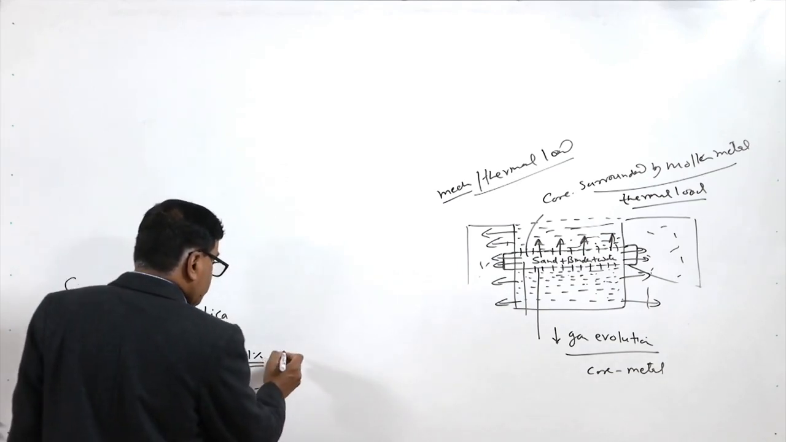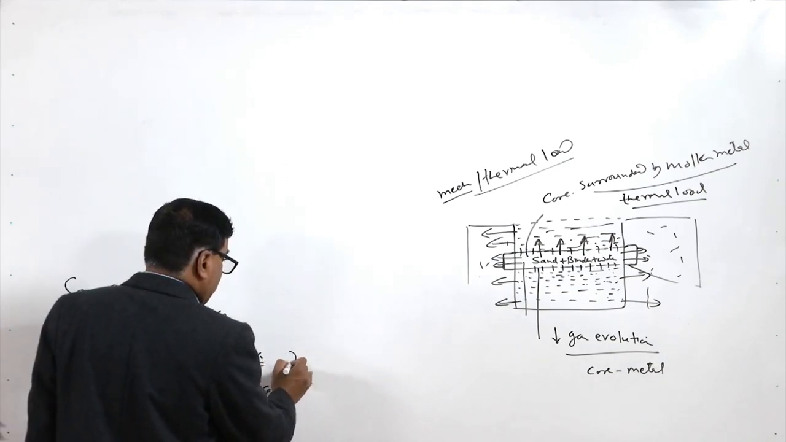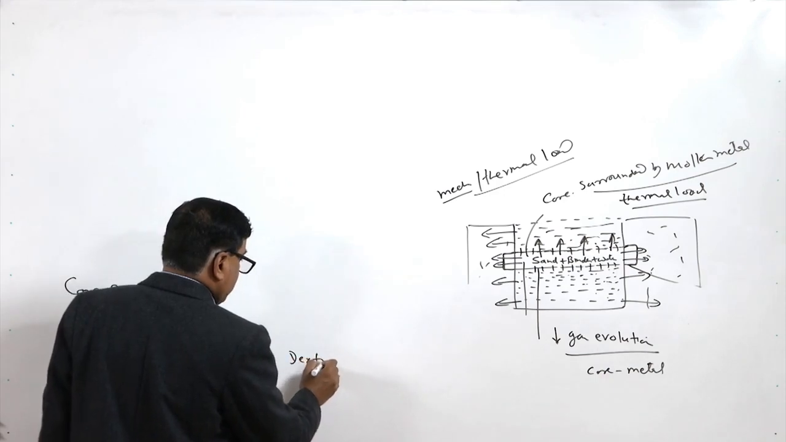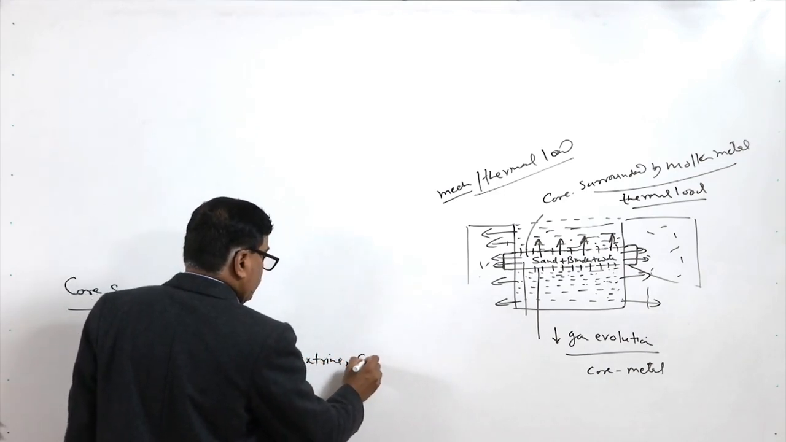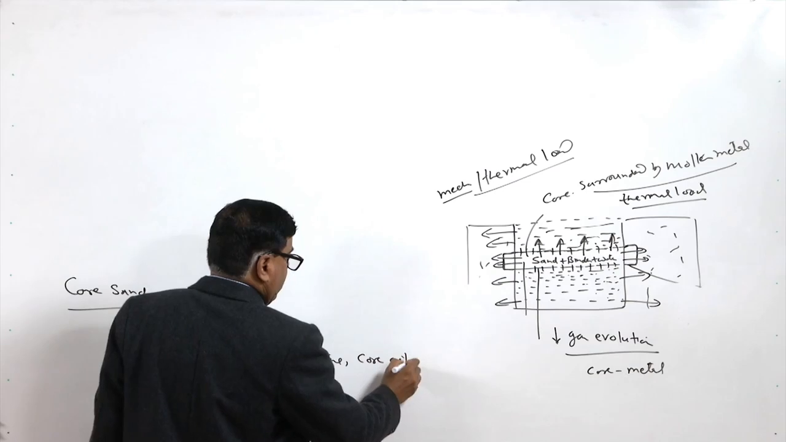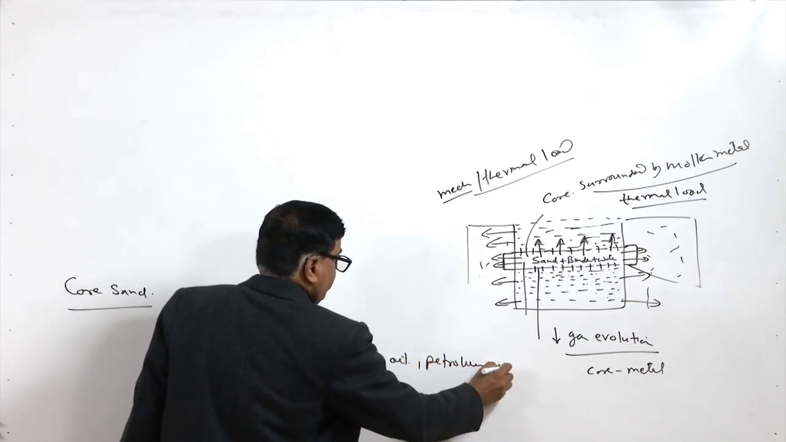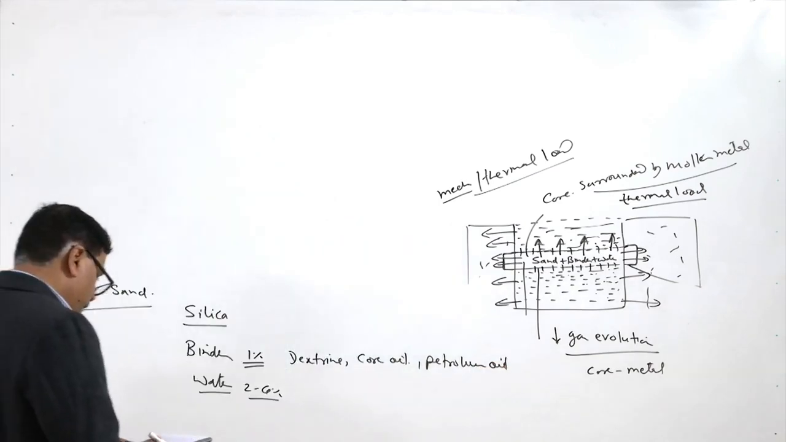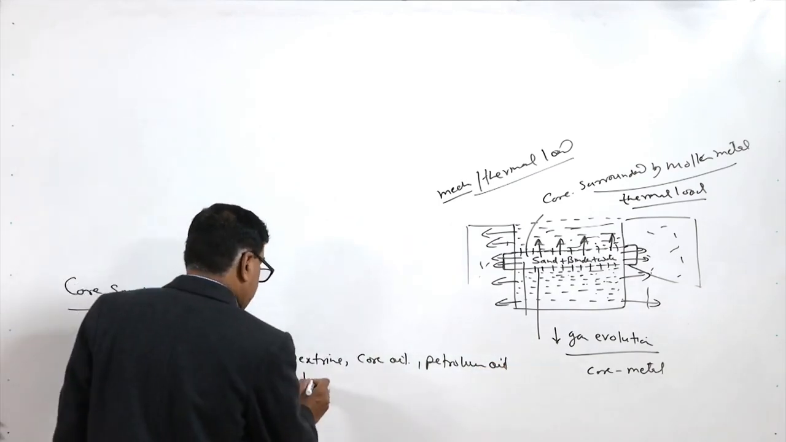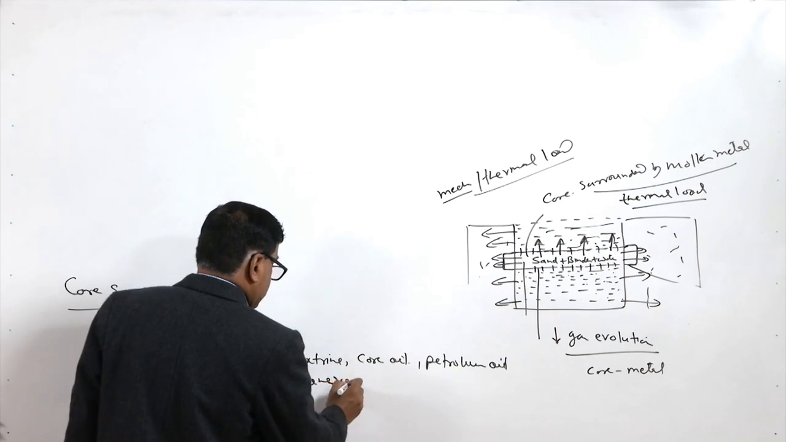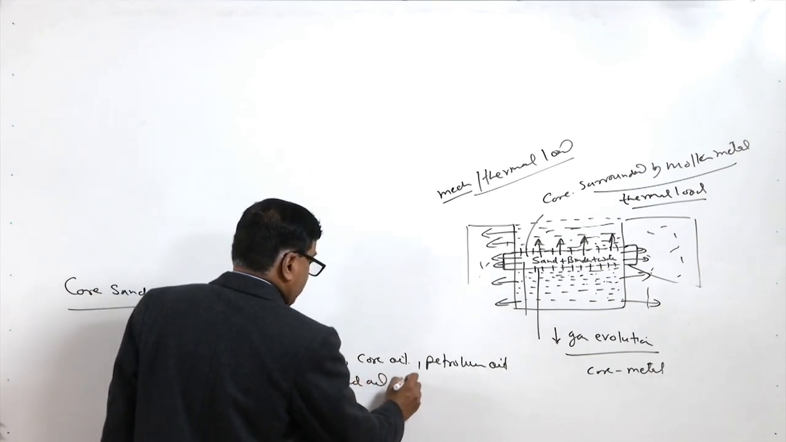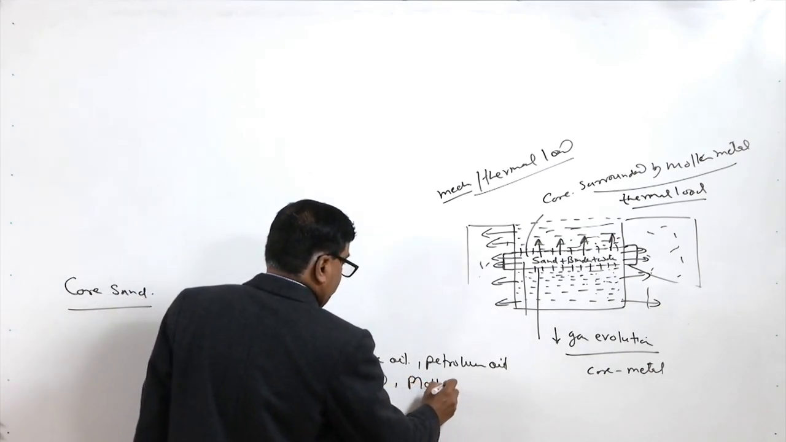Binders which are used normally are dextrin, core oil, petroleum oil, molasses and linseed oil.